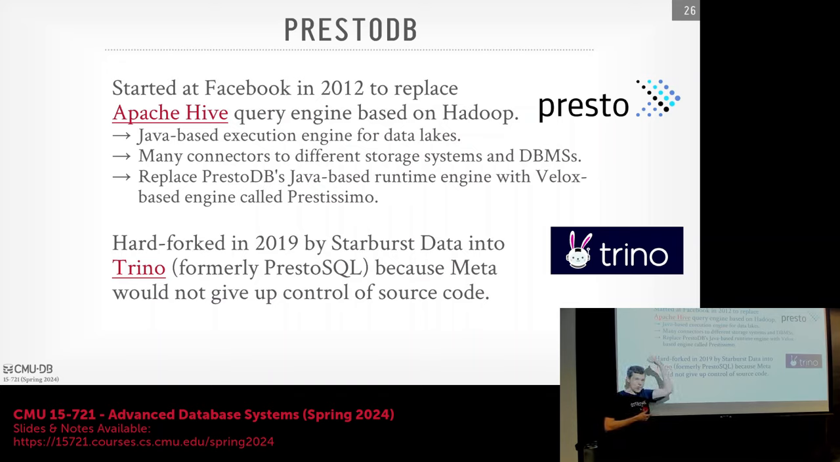So the first version of the project was called Presto, then it was called PrestoDB, and then there was a fork called PrestoSQL. Then it got renamed to Trino. And this was done by the Starburst guys that came out of Teradata.